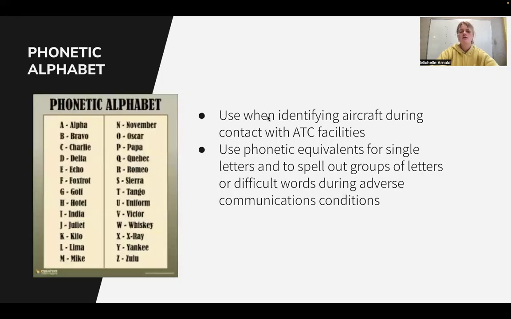All right, so we also want to use the phonetic alphabet when identifying your aircraft during contact with ATC facilities. Here's a picture of the phonetic alphabet. You want to try to memorize that. So instead of saying T, you say Tango. Instead of using B, you say Bravo. Pretty much at any point when communicating.